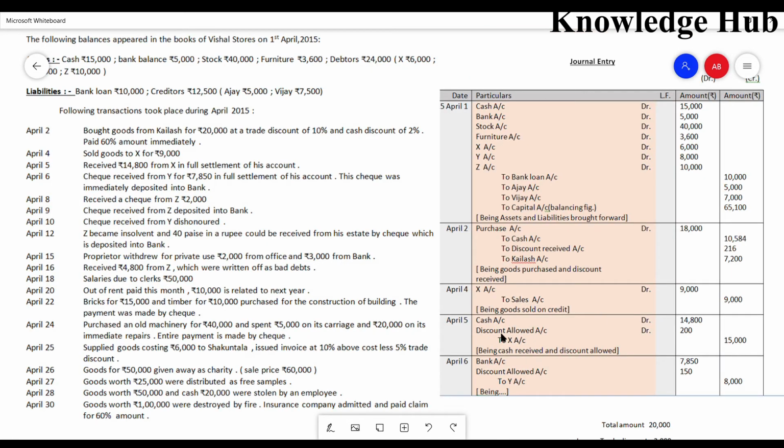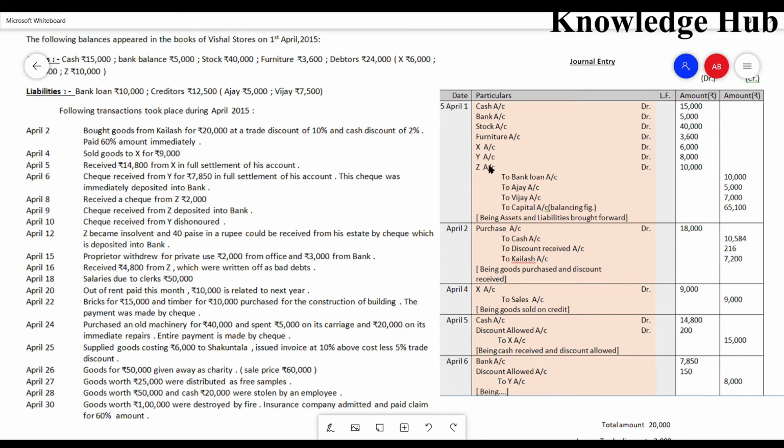So let's now move into another problem. My question reads, the following balances appeared in the books of Vishal Stores on 1st April 2015. First, in the solution, we are going to prepare the format with date, particulars, LF, amount for debit and amount for credit. Now, whenever a problem starts with the opening balances, we are going to debit all the assets and we are going to credit all the liabilities.